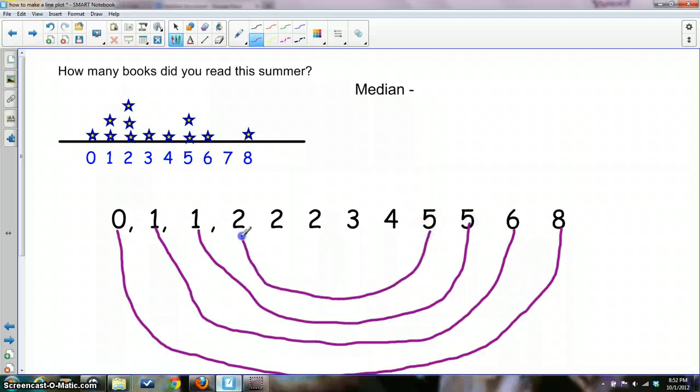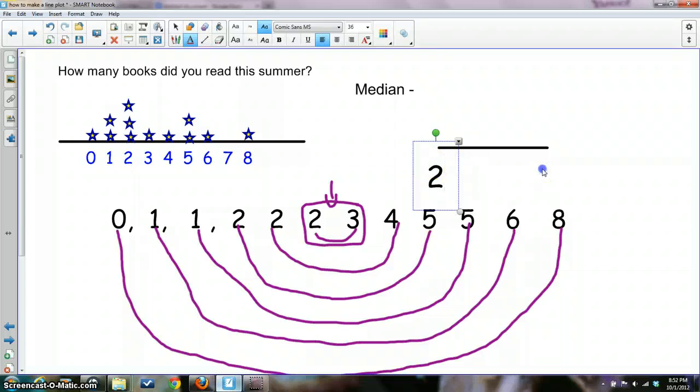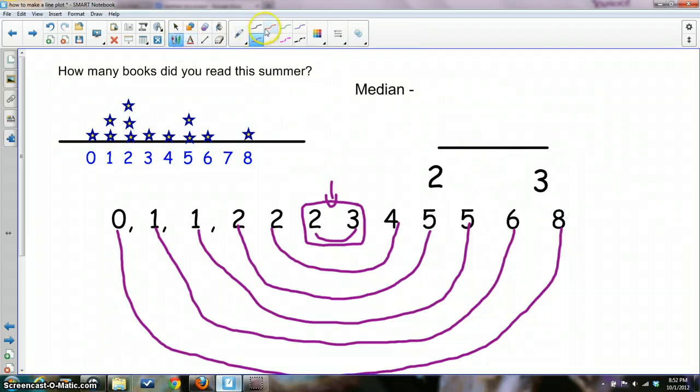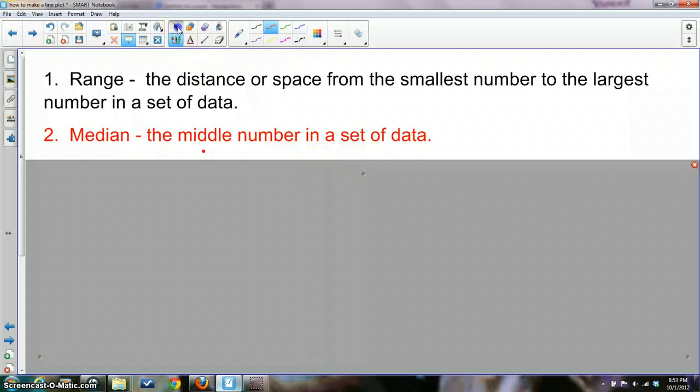I'm just going to keep connecting. Keep connecting. And now you can see here's the middle point. So I've got these two numbers, this 2 and this 3, and I have to figure out what is the midway point between 2 and 3. So if I had a number line, and I had the number 2 here, and then the number 3 here, the halfway point would be 2.5, because halfway between 2 and 3 is 2.5. So that means our median equals 2.5.